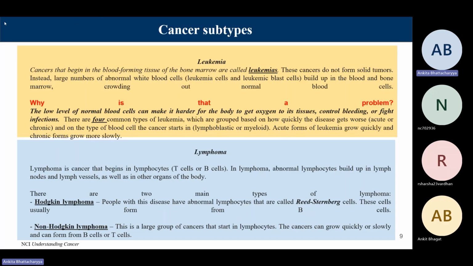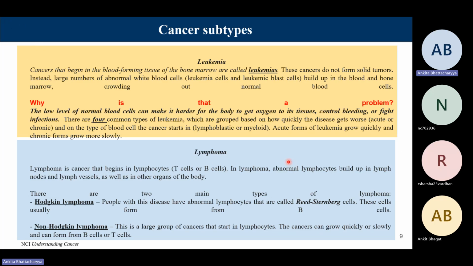Then we understood what is leukemia. Leukemias are cancers that begin in the blood forming tissue of the bone marrow. They do not form solid tumors. Instead, there is a very large production of abnormal white blood cells, which are leukemia cells and leukemic blast cells. They build up in the blood and they crowd out the normal cells as well.